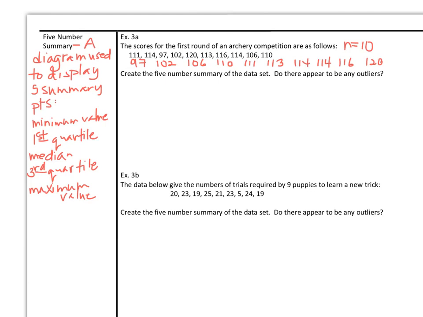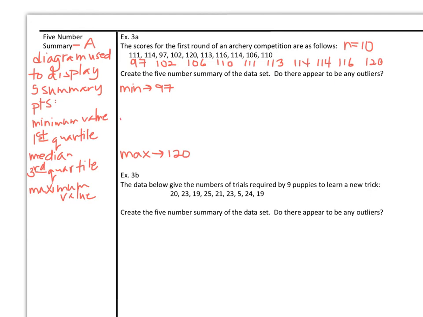As we look through these, we want to list out those 5 key points, and then we'll create our 5-number summary diagram, which is also called a box and whisker plot, if you've ever heard of that. We're going to just list out our key features. I'm going to start with my minimum value. The minimum value is just the smallest number, that's 97. Then if we think about the maximum value, that's 120. Those are easy to determine in our 5-number summary.